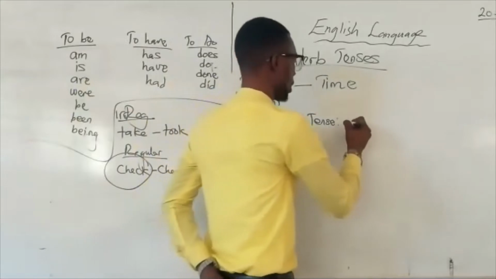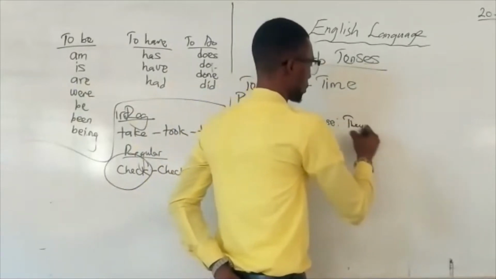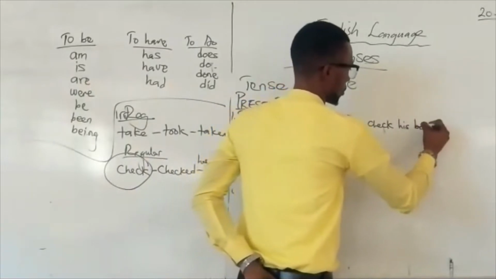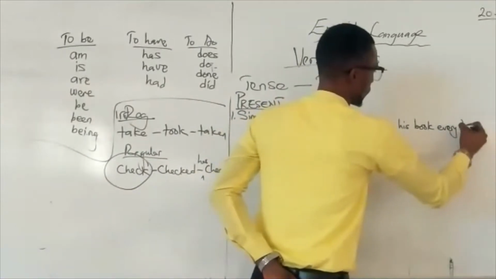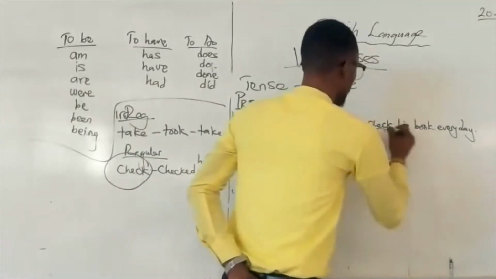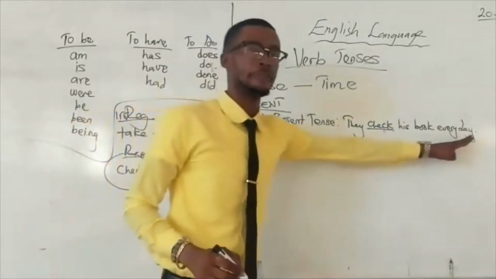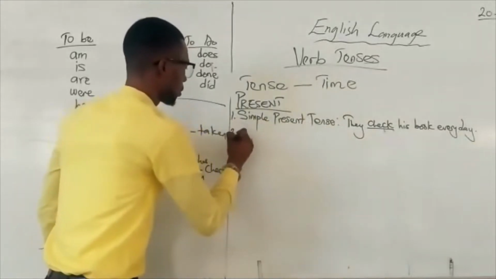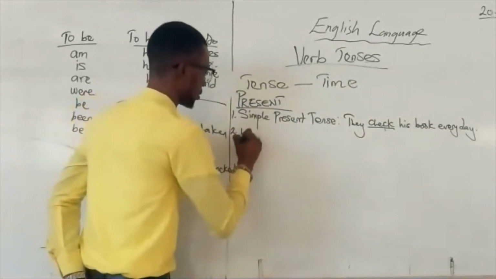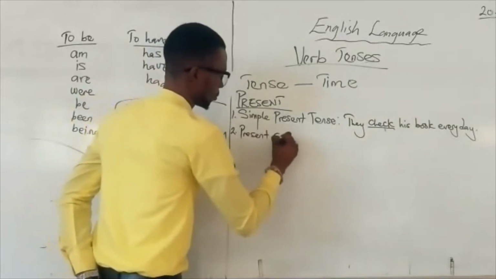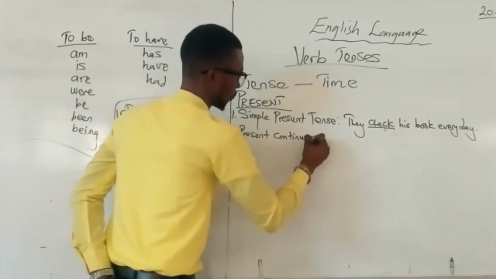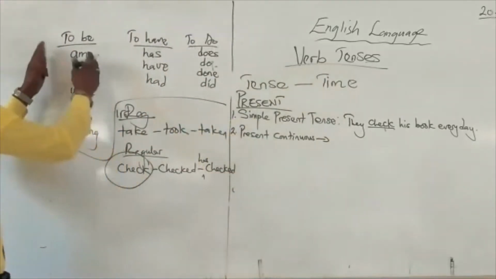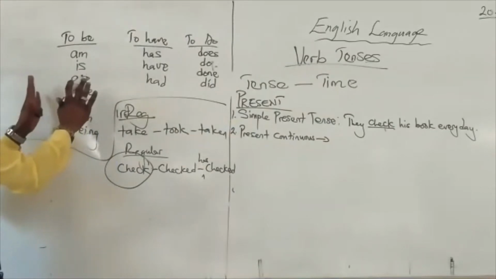Let's say, for example, they check his book every day. This is the simple present tense form of the verb. Next to that, we have the present continuous tense. The present continuous tense. Now, you remember when I told you we need these verbs as solid foundation?